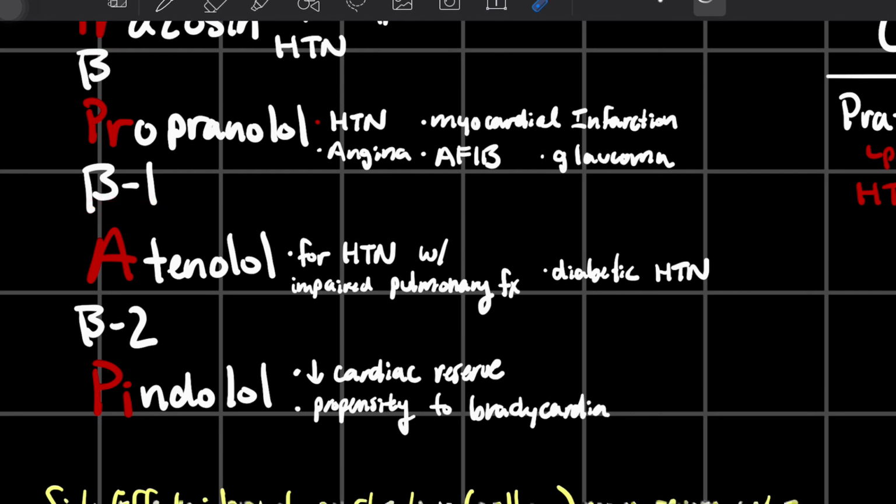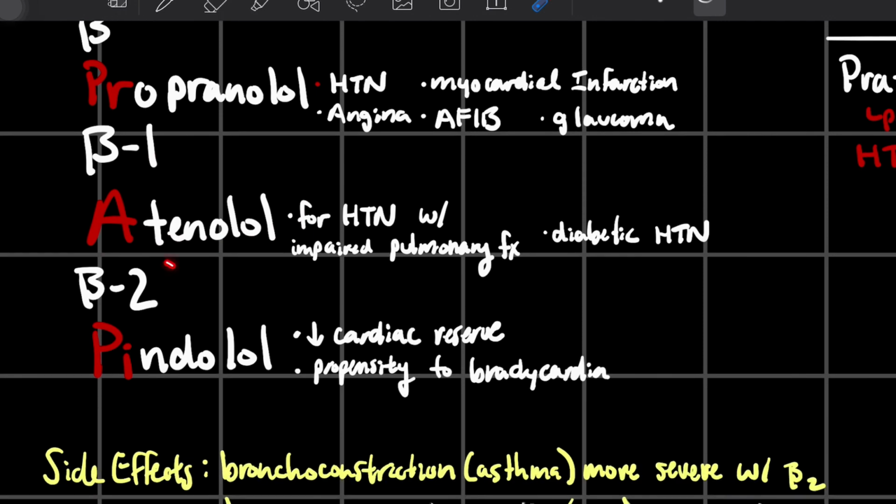And for your beta 1, this is going to be specifically for your heart, and it's also for diabetic hypertension. So if somebody has diabetes and they also have hypertension, this is going to be the drug that you're going to prescribe for them. And then beta 2 is going to obviously once again be for your lungs, but in this case is also going to decrease your cardiac reserve as well as your propensity for bradycardia. So remember, bradycardia is going to slow your heart rate. This is going to help.